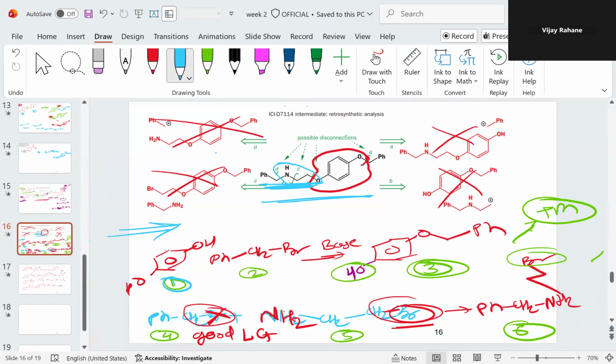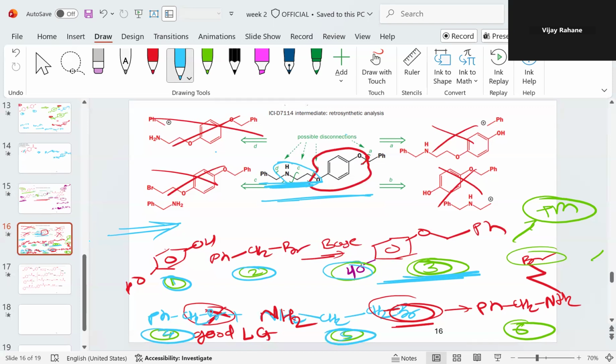So I will synthesize this. I will couple this one and two using the base as a catalyst to get this intermediate 3. And parallelly, I will couple this starting material 4 with the starting material 5. These are simple starting materials, and I believe they are commercial.